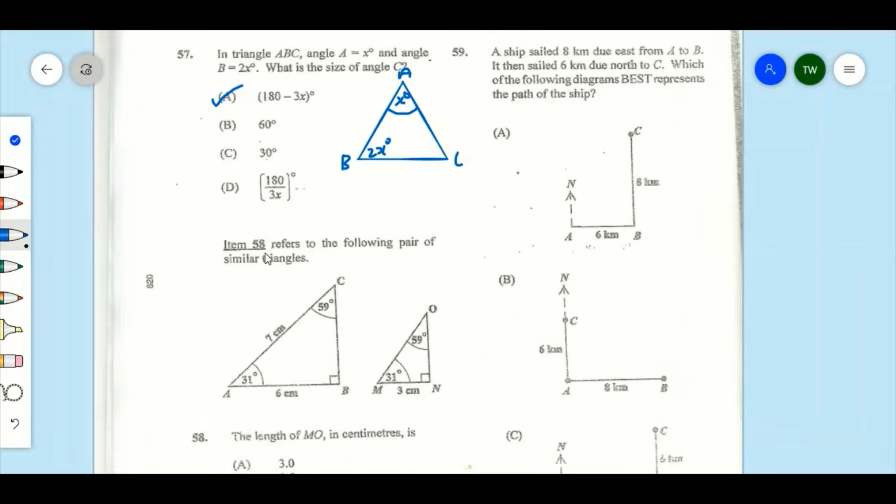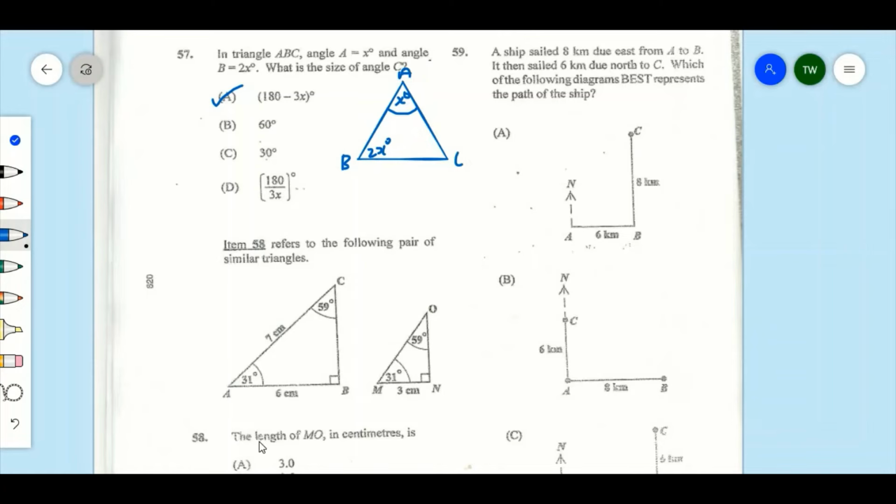Item 58 refers to the following pair of similar triangles. As you can see here, we have a triangle ACB and a triangle MON. Here we have 31 degrees, 59 degrees. Here we have 31 degrees, 59 degrees. The length of AB here is 6 centimeters. The length of MN is 3 centimeters, and this MN seems to be half of AB. And we have AC here, which is 7 centimeters. We don't know MO here.